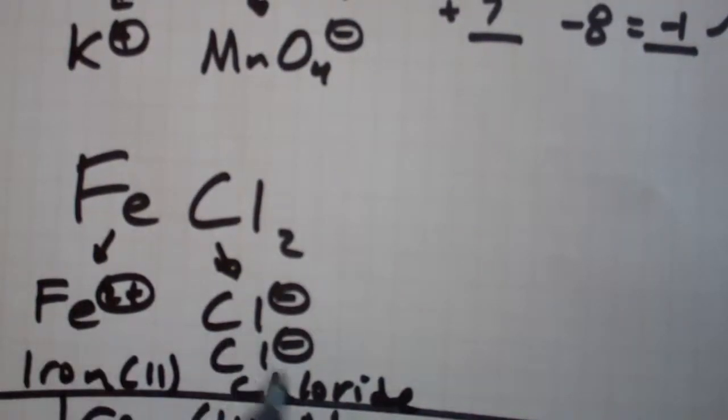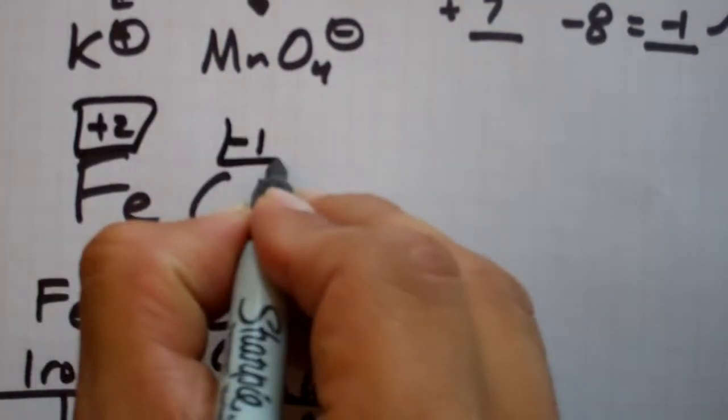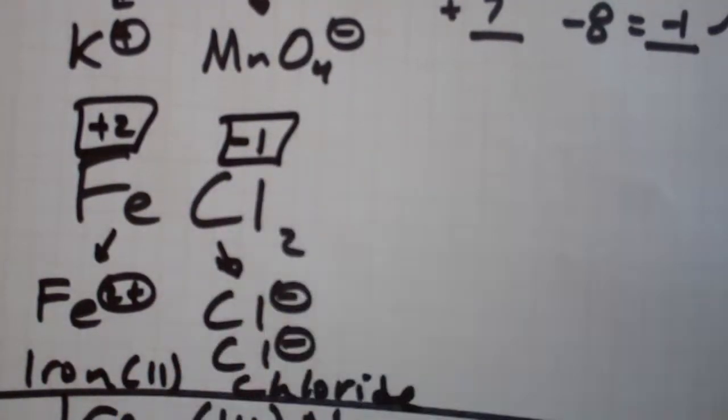And the oxidation numbers are the same as their ions. So +2 and -1. Notice I didn't write -2, I wrote -1.